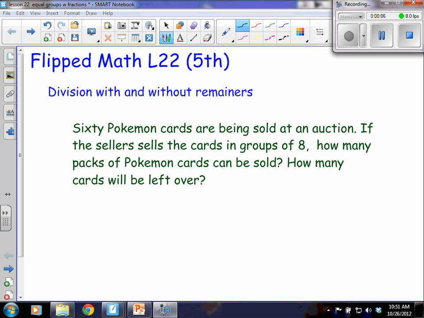Welcome to Flip Math Lesson 22 for the 5th grade. Today we're talking about division with and without remainders. So we'll be looking at two different ideas.